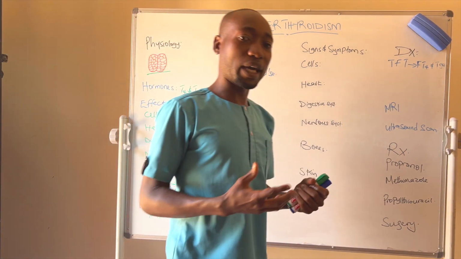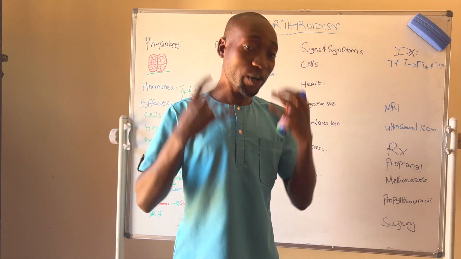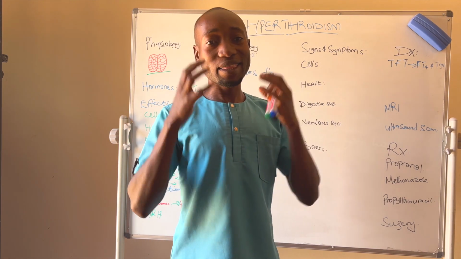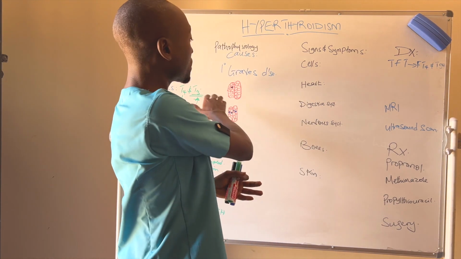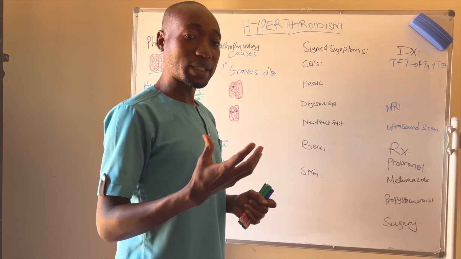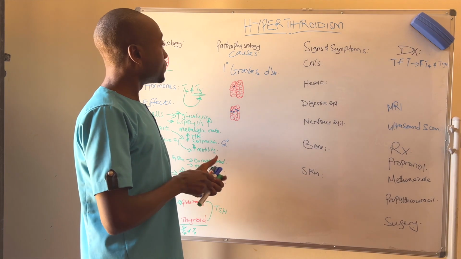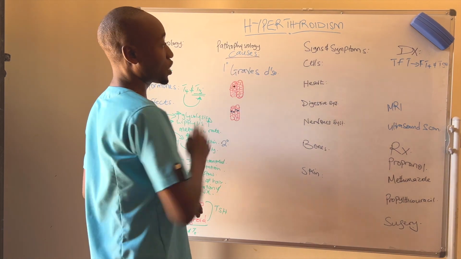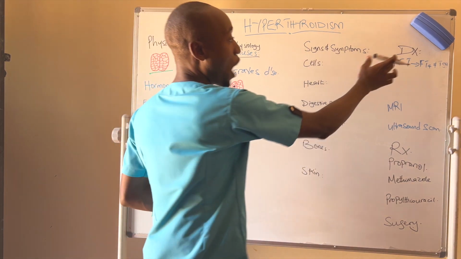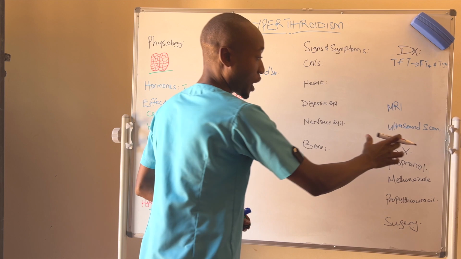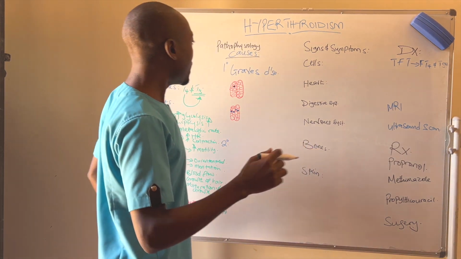Now, what is hyperthyroidism? Hyperthyroidism is a condition whereby we have increased amounts of thyroid hormones. For some reason, the thyroid gland produces a lot of these hormones in larger quantities. We are going to look at what causes it, the presentation, or the signs and symptoms, how we can diagnose it, and then how we can treat a person with hyperthyroidism.